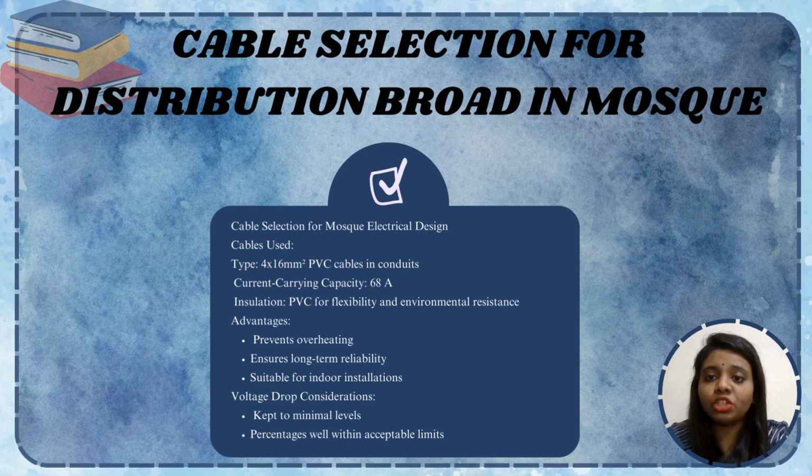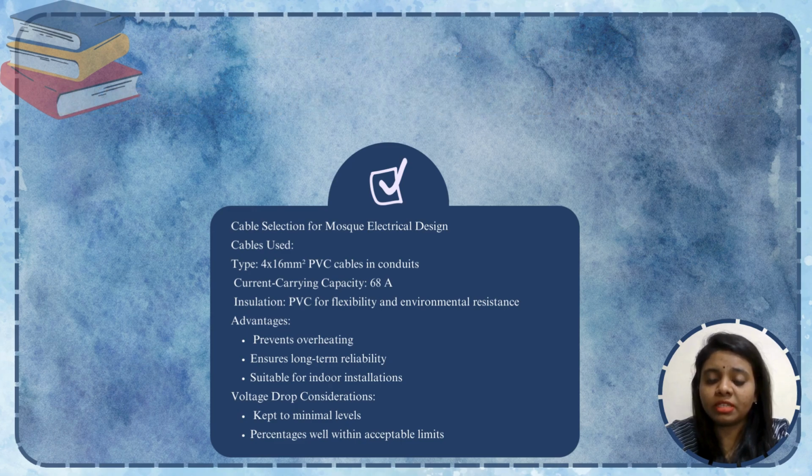These cables are chosen due to their current carrying capacity of 68 ampere, which comfortably exceeds the maximum current demand for each circuit, thus preventing overheating and ensuring long-term reliability. The cable uses PVC insulation, providing flexibility and resistance to environmental factors, making it suitable for indoor installation where the cable is protected within the conduit. Additionally, the voltage drop calculation is a critical part of the selection process, ensuring that voltage drop is kept to a minimum level, with the percentage well within acceptable limits.